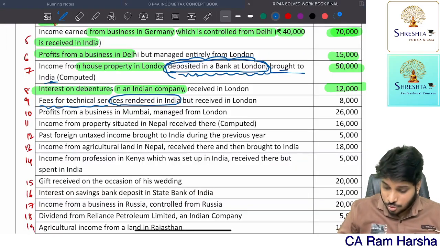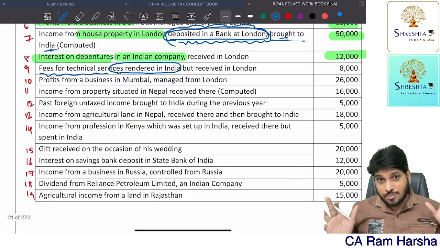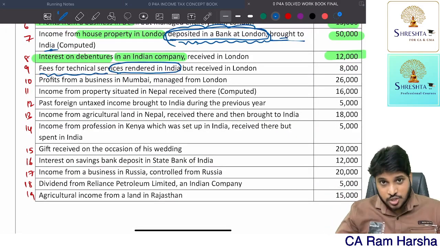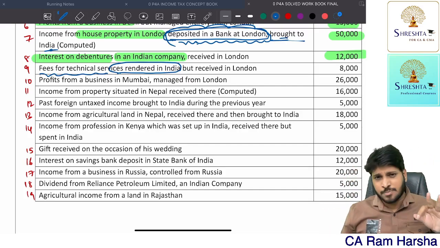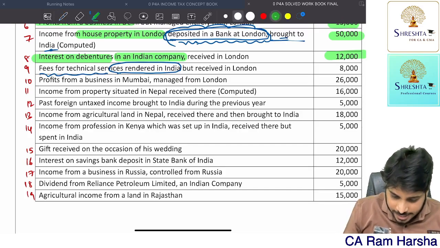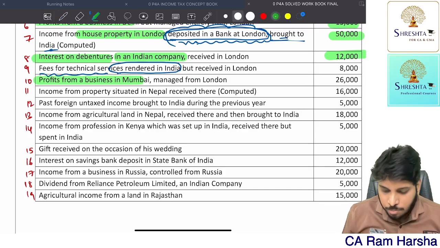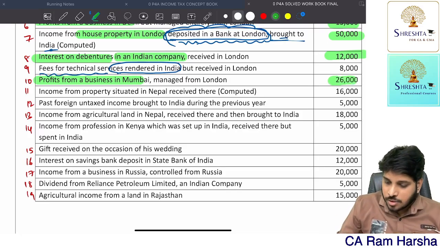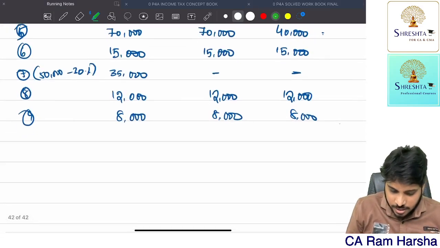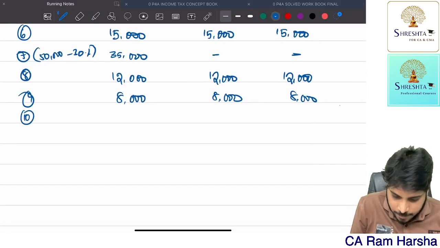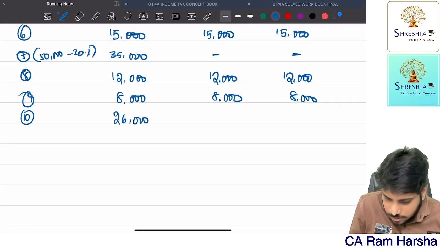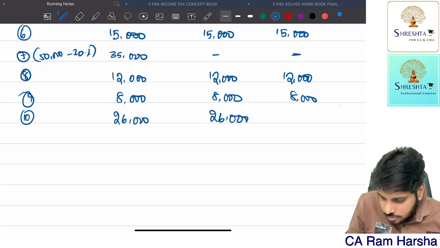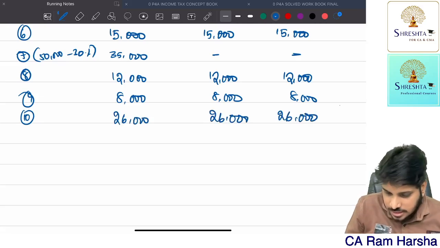Still 10 more were there. Oh my God. You will not have this much time in the exam. I am just explaining each point because if you solve this problem once and understand how to apply that principle, that's it. Next, profit from business in Mumbai. Business is in Mumbai. Source is in Mumbai. Taxable for everybody. 26,000 is taxable for everybody. That was the 10th item.